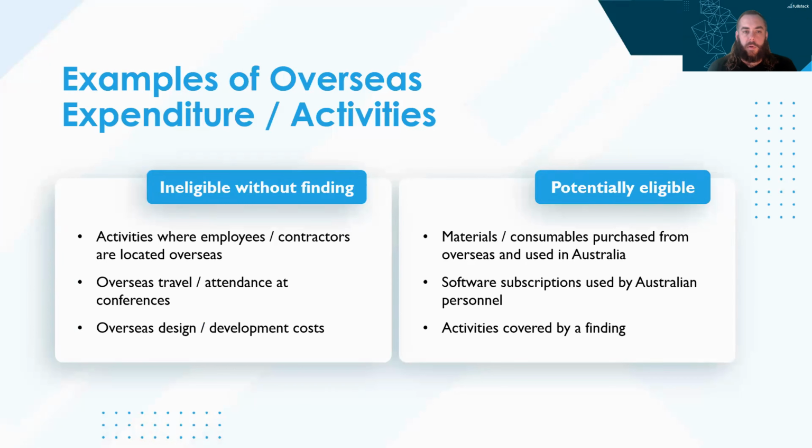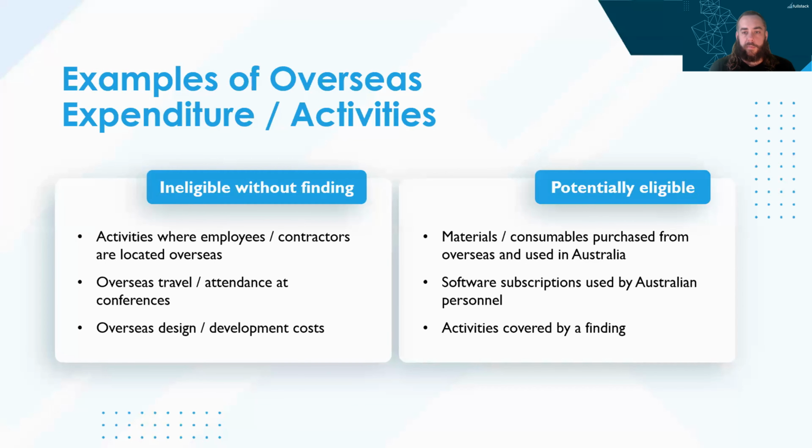Now, some examples of overseas expenditure and activities. This is where it can get a little bit confusing, where we have overseas expenditure incurred to companies that might be located overseas, and activities that are conducted overseas, where someone is physically located overseas. So obviously where people, employees, contractors are located overseas, that's ineligible without a finding. Overseas design and development costs are ineligible without a finding.